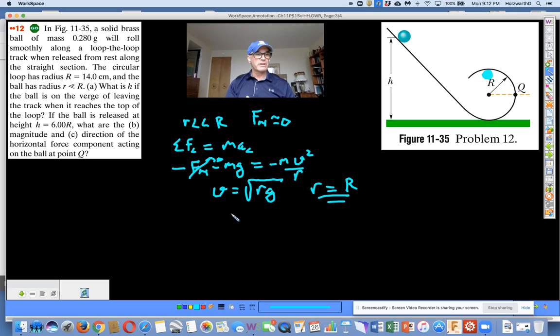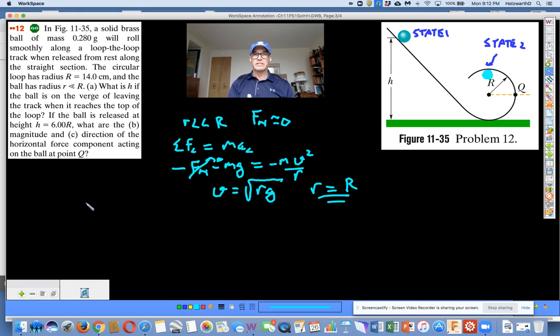All right, how do we set this thing up? Well, we're going to use energy to start this problem off. State 1 will be the energy of the ball when it's here. It's starting at height h. Let's call that state 1. And then state 2 will be the energy that the ball has rolling without slipping when it reaches the top of that loop.